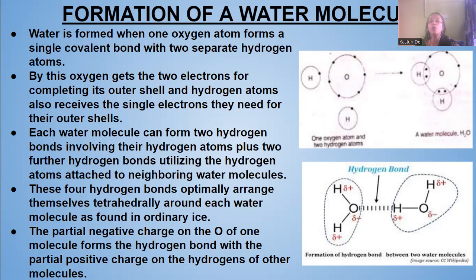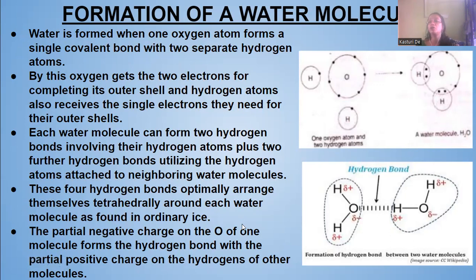These bonds are known as hydrogen bonds, or you can say polar bonds, because there is unequal sharing of electrons. Okay, now say involving their hydrogen atoms plus two further hydrogen bonds, neutralizing the hydrogen atoms attached to the neighboring water molecules. Okay, then these four hydrogen bonds optimally arrange themselves tetrahedrally around each other molecule as found in ordinary ice.